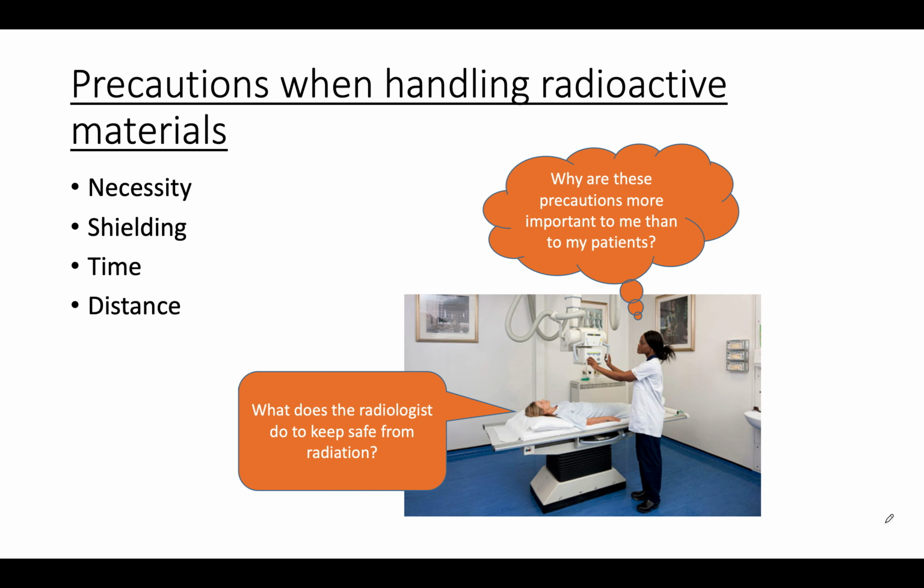So when we're handling radioactive materials or ionising radiation, there are four things to think about. First of all is necessity. Any person should only be exposed to ionising radiation if there is a good reason for it, if it is essential. If it's not necessary, then that person should not be exposed to any radioactivity.